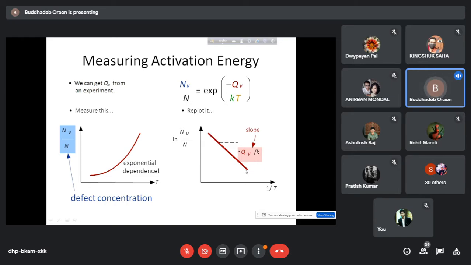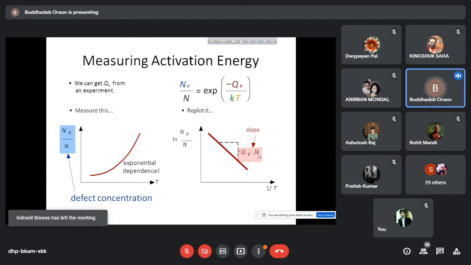And you plot, then you will get a plot here, 5 points, and if you fit those points in a straight line, and there is a method called curve fitting by linear regression, then you can find out the value of the slope, and this slope will be equal to minus Qv by k.